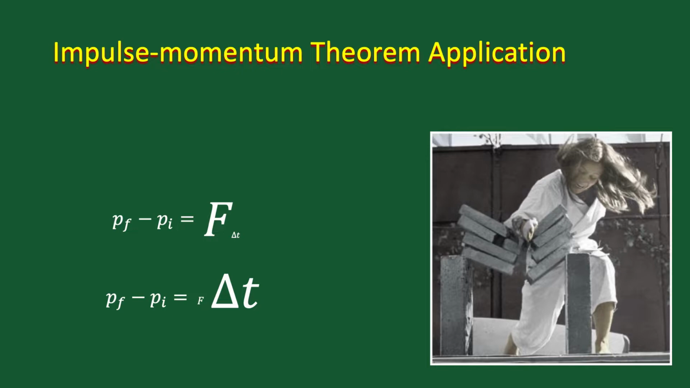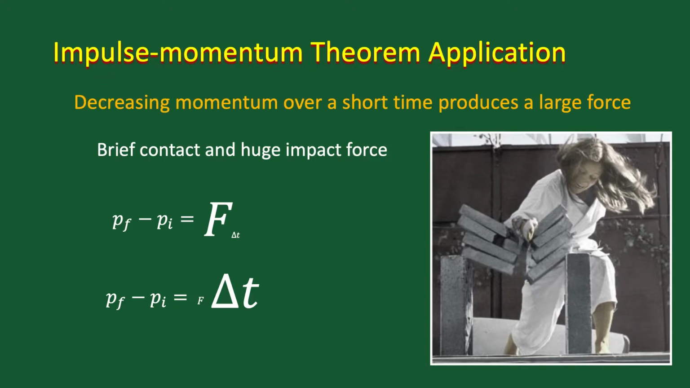There are different ways she can impart the impulse. One way is by applying larger force over a shorter time period, or she can also apply smaller force over a longer time period. In this case, she briefly touched the brick. That means she's applying the force for a very brief time. So when she applies the force for a shorter time period to impart the impulse, the resulting force would be really large. That results in a huge impact force. We can conclude that decreasing momentum over a short time period produces a large force.